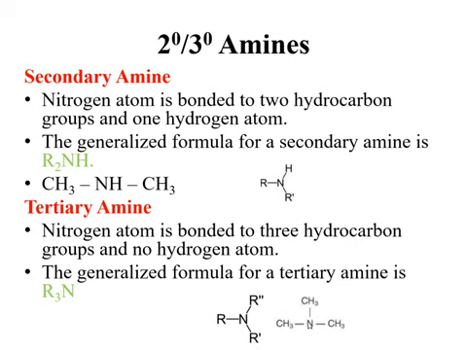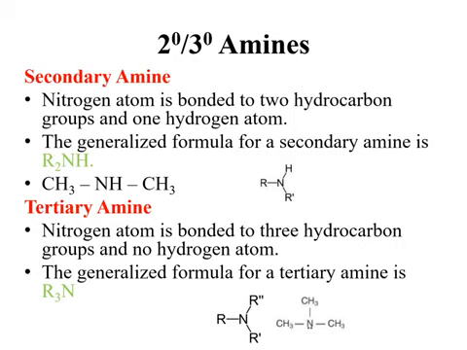They can be different. Now we come towards the third class of amines, that is tertiary amines, an amine in which the nitrogen atom is bonded to three hydrocarbon groups and no hydrogen atom. The generalized formula of a tertiary amine is R3N, and we can see in the open structure all of the bonds of nitrogen are to different or similar alkyl groups.